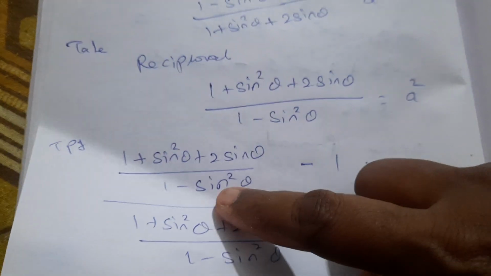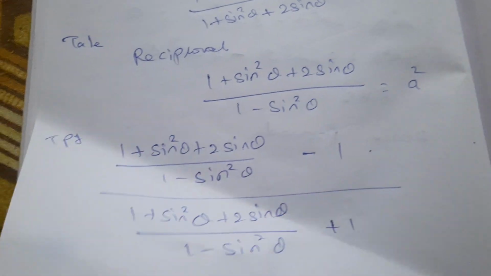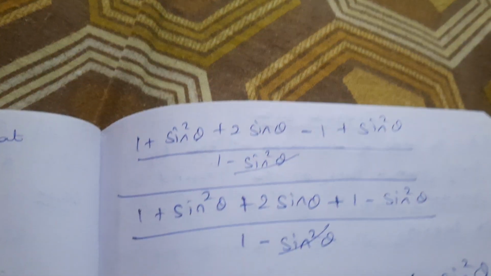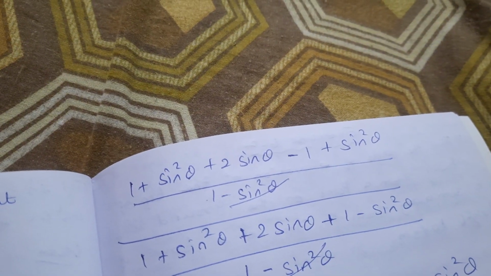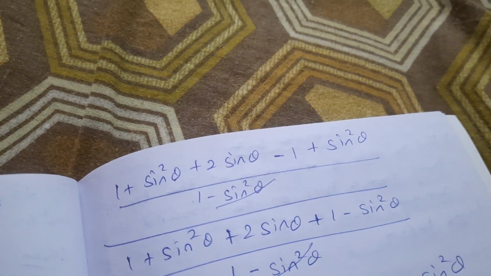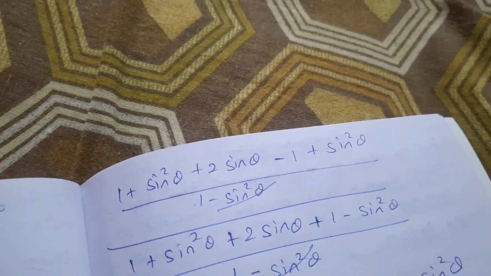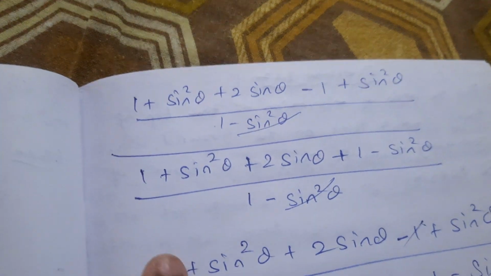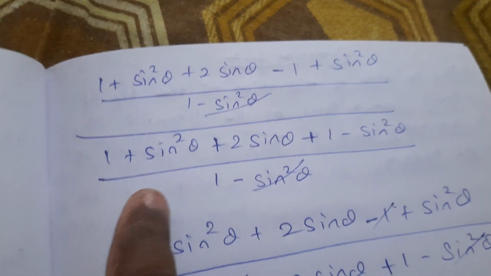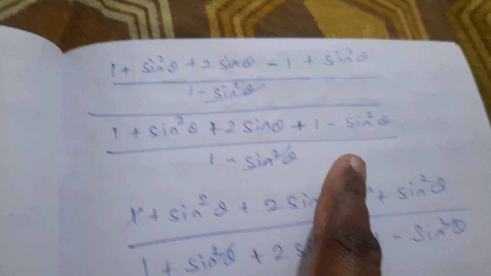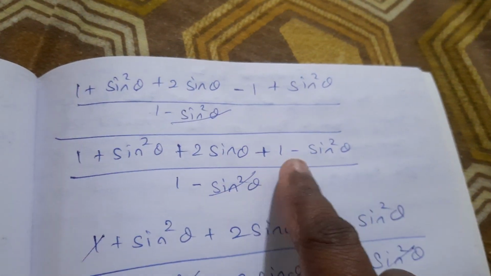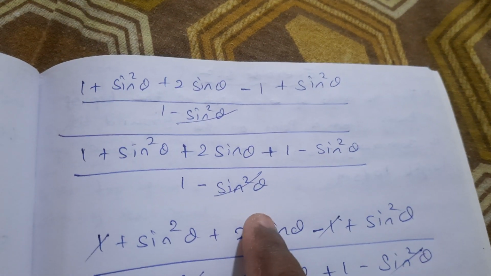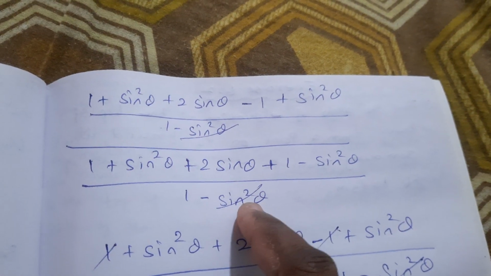So 1 into 1 minus sin squared theta. Here also 1 into 1 minus sin squared theta. So how to write it: 1 plus sin squared theta plus 2 sin theta, minus 1 into 1 minus sin squared theta. So minus 1, then minus into minus gives plus sin squared theta, by 1 minus sin squared theta. Same for the denominator, we also take the LCM: 1 plus sin squared theta plus 2 sin theta, then 1 into 1 minus sin squared theta, so 1 minus sin squared theta by 1 minus sin squared theta. So the same denominators are cancelled.